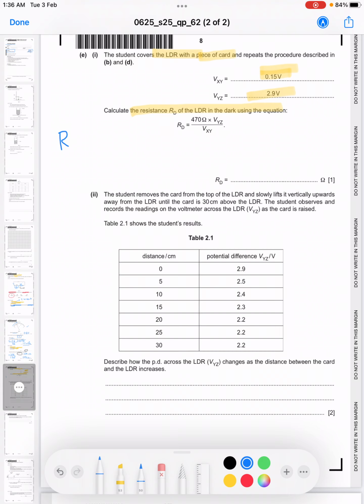So RD equals 470 multiplied by 2.9 divided by 0.15, and it comes out to be 9086 ohms, right? Okay.